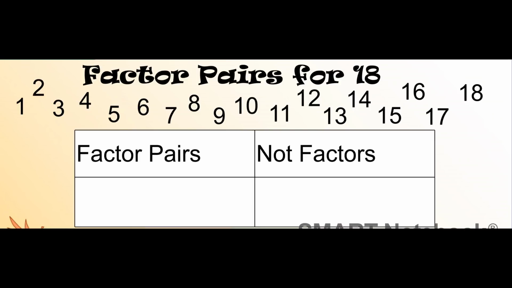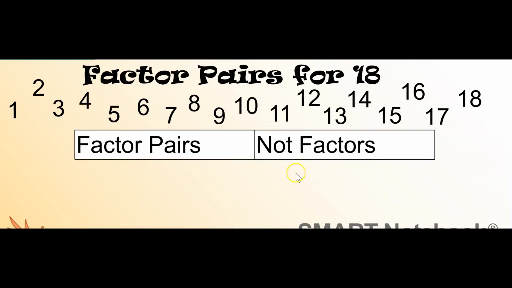Let's find factors for 18. Let's start with 1. Let's find factor pairs for 18. What can we multiply to get a product of 18? Let's start with 1. What can we multiply by 1 to get 18? 1 times 18. So 1 and 18 are factor pairs for the product 18.